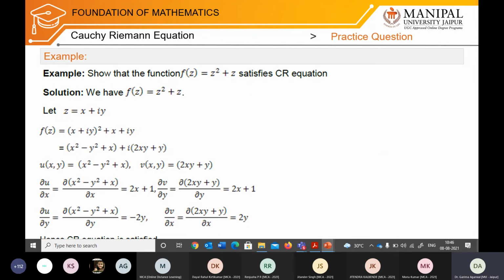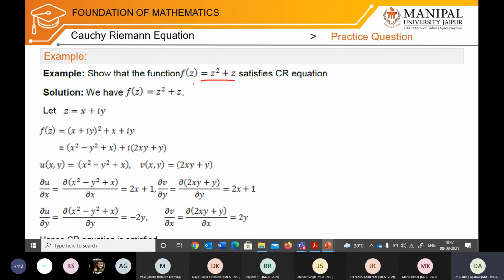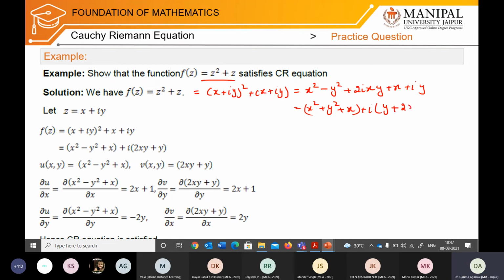Then show that this function satisfies the CR equation. So this function is in the form of z and we want the real and imaginary parts. So we'll substitute the value of z, that is x plus iota y. It is x square minus y square plus 2 iota xy plus x plus iota y. So it is x square minus y square plus x plus iota (y plus 2xy), right? So this real part is u and this imaginary part is v.